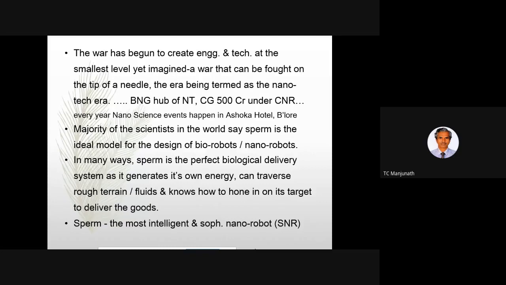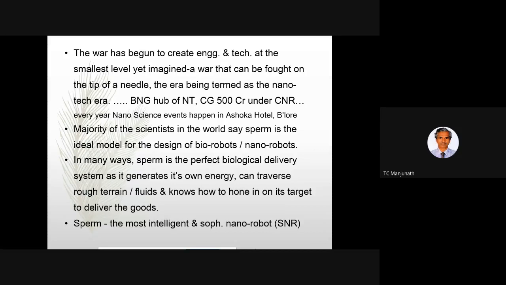You know that Bangalore is the hub of nanotechnology. At IISc, a lot of research is going on in the nanotech division. The central government has funded 500 crores under the leadership of our Bharat Ratna, CNR Rao, who is a big man in nanotechnology. You can call him the father of Indian nanotechnology. Every year, nano science events take place at Ashoka Hotel. And it is in Nelamangala, at that entire new campus, where the nanotech park is being established.